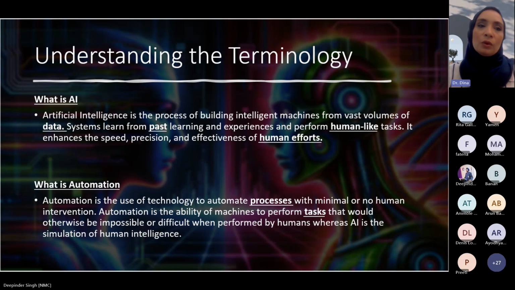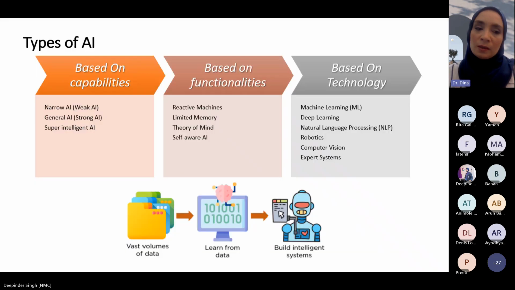Okay, so moving to the next. What is AI? What are the different types of AI? If you look at the image at the bottom of this slide, you will find that AI involves vast volumes of data, and there is a machine, an artificial brain sitting there, that will learn from the data, and then push it to the intelligence system.